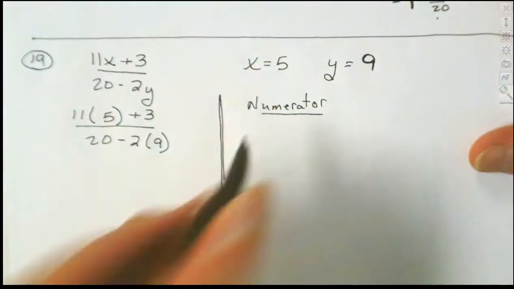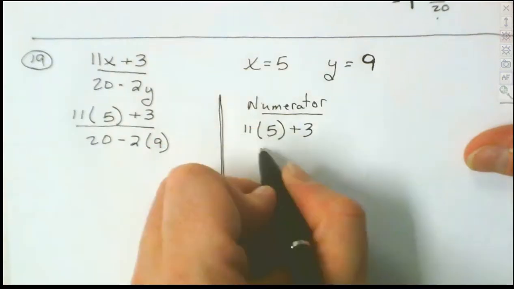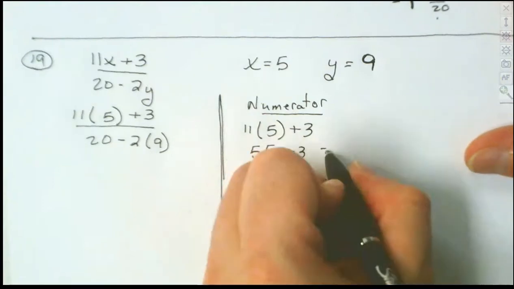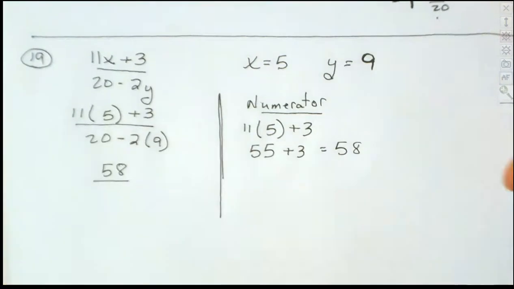So on the numerator, we have 11 times 5 plus 3. So that is 55 plus 3. And that makes that numerator then 58. We repeat the process with the denominator.